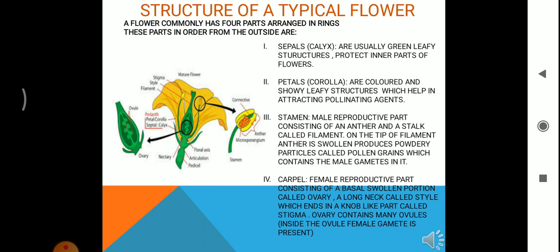Third, stamen. It is the male reproductive part consisting of an anther and a stalk called filament. On the tip of the filament, the anther is swollen and produces powdery particles called pollen grains, which contain the male gametes in them. Fourth, carpel or pistil. Female reproductive part consisting of a basal swollen portion called ovary, a long neck called style which ends in a knob-like part called stigma. Ovary contains many ovules. Inside each ovule develops a single female gamete called ovum or egg.